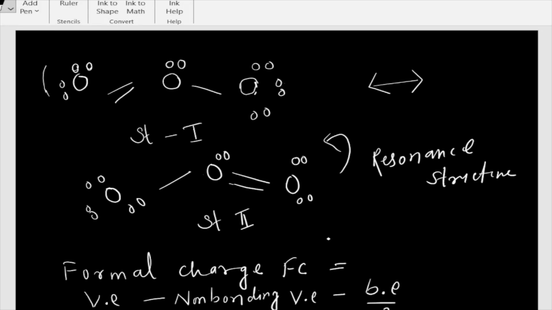Then what is formal charge here? Valence electron minus non-bonding electron, minus half of the bonding electron. Non-bonding electrons are those not involved in bonding, put as a dot on the atom. See here, these are called non-bonding electrons, this one and this one also.